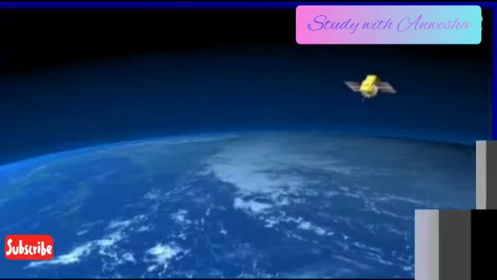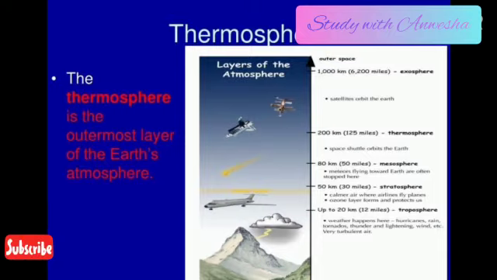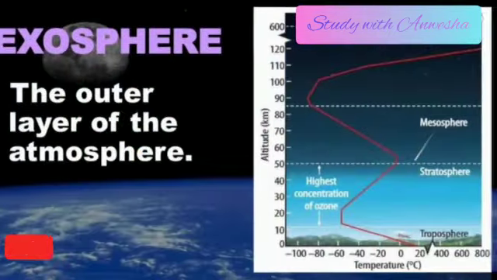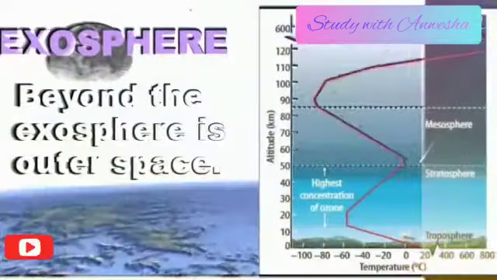Thermosphere. This is the fourth layer of atmosphere from the Earth's surface. Space shuttles fly in this layer. Exosphere. This is the uppermost layer of the atmosphere. There is no air beyond this.